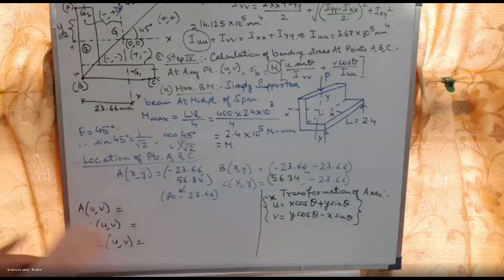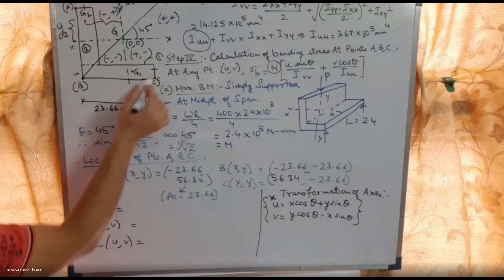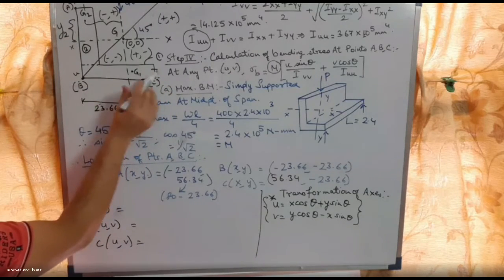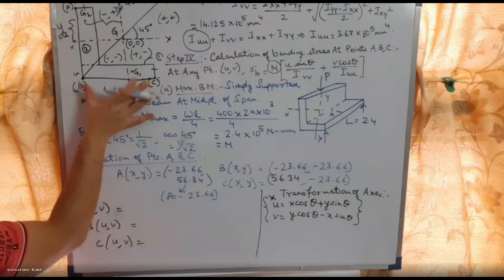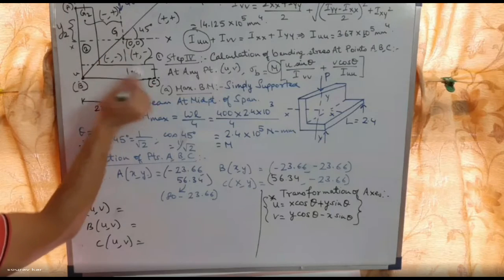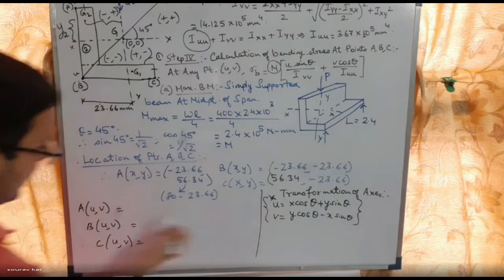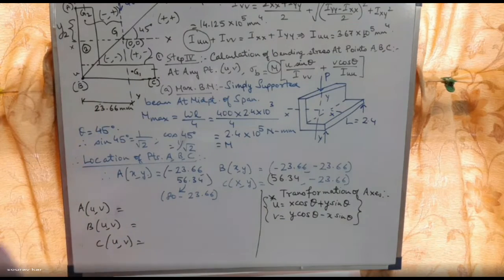The coordinate C will be 56.3 because I am calculating it with respect to this location, so 80 minus this location. I am calculating all the locations with respect to G only, as I told you. So put the X, U and V and find out for A, B, C.